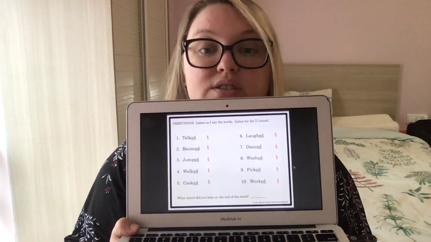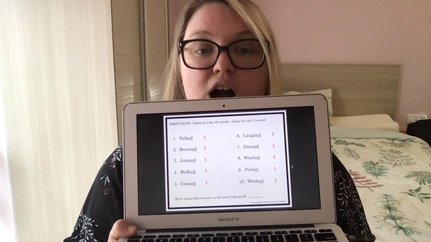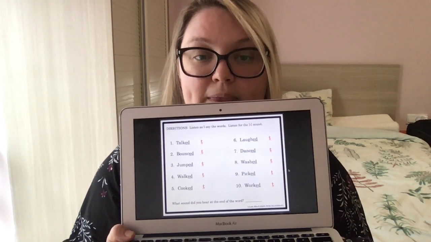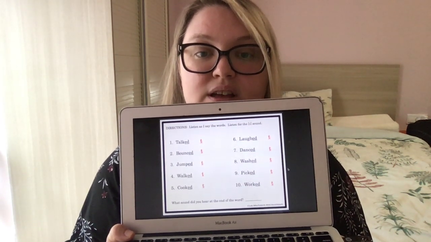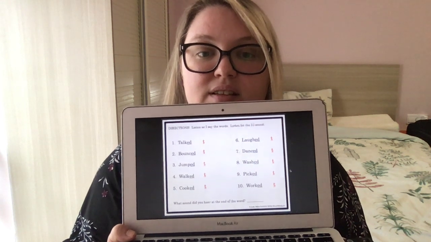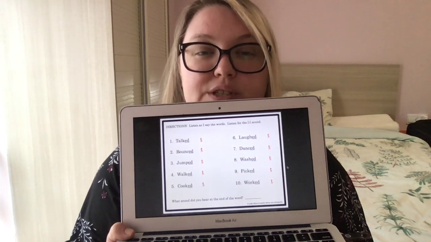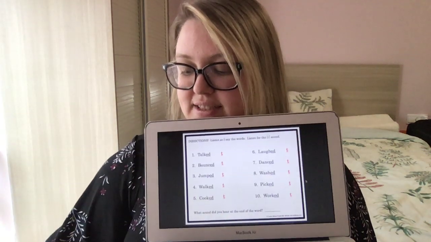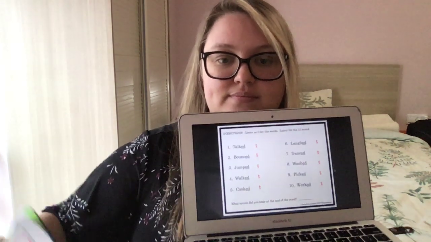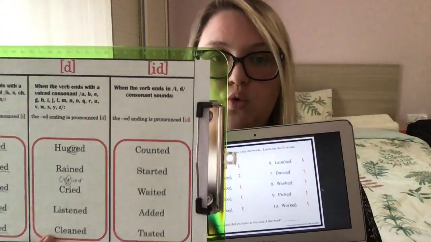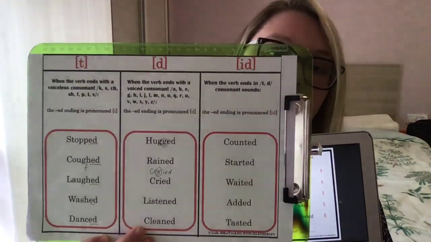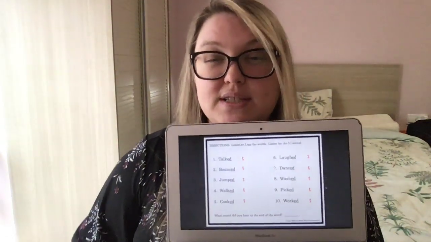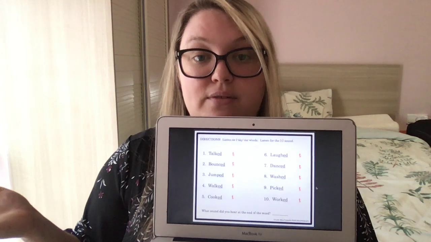So number 1, talked, talked. It's not talked, it's talked. Number 2, bounced, bounced. What's the last sound before the T? Bounce. That is an S, right? In the T column. You can use this to remember what is the last sound. Why does it make a T sound?